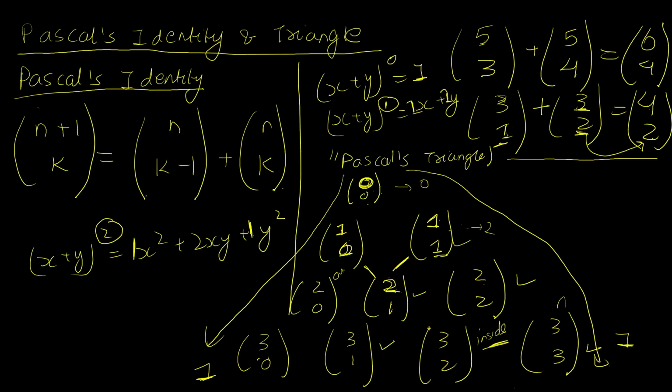If you now look at this inside term, 3 choose 2, I can say this is the sum of this and this. Why? Because this has 2 choose 1 and this has 2 choose 2. So if I add them, the 2 will convert into a 3 and the larger of 1 and 2 will be chosen. So this means that all of the terms on the outside are 1 and all of the terms on the inside can be computed from the previous layer by using Pascal's identity. So in order to draw this entire triangle, I do not have to compute any combinations. And that is the big idea behind Pascal's triangle.